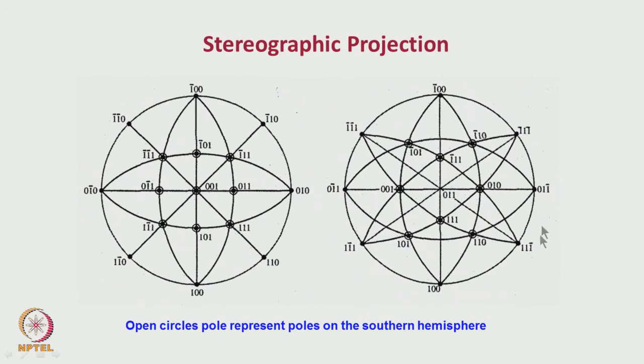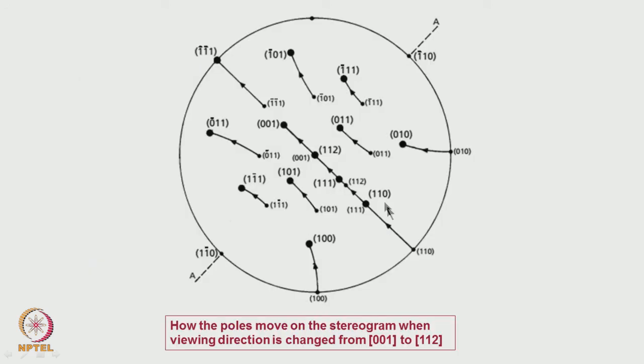This way we can also draw a stereogram corresponding to various directions. Suppose I want 111 to come to the center. I should move it by about 54 degrees, and then 001 will move in this direction and reach here. This is shown as an example. This is the case of 112, where the pole is being brought to the center. This is about 36 degrees.